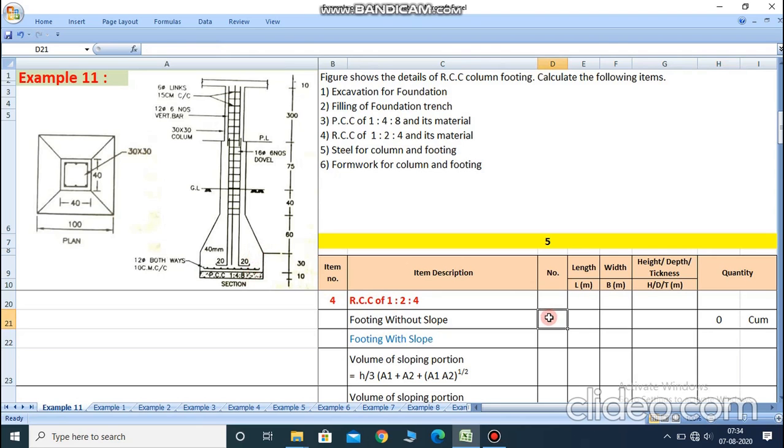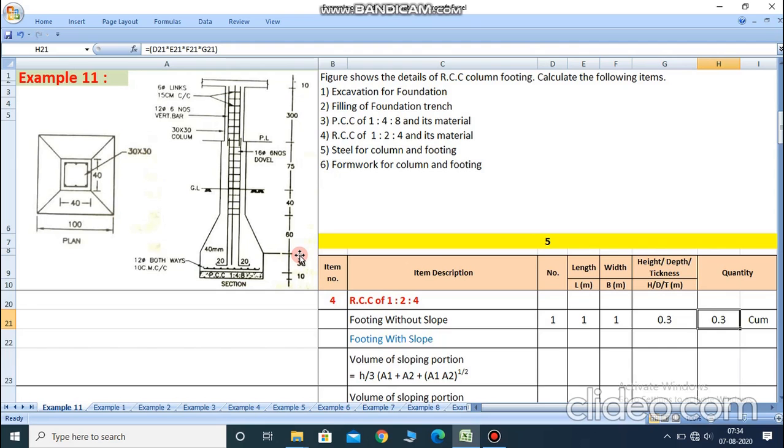Here a single column is provided, so write 1. Then length we take from the plan, so 1 meter, width we take from the plan, so 1 meter, and the thickness of the RCC work is 30 centimeter, already given in the section, so write 0.3. So the total footing RCC work without slope is 0.3 meter cube.